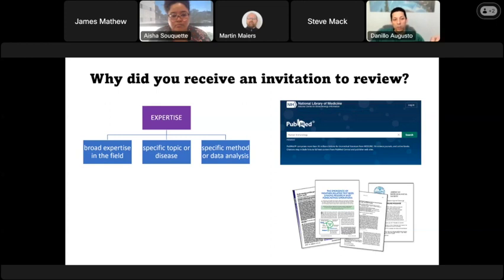But what I want to emphasize here is that you do not necessarily need to have expertise in all aspects of a paper. Sometimes we invite reviewers that are experts in different aspects, for example, different methods or specific diseases, and the reviewers are complementary to each other. So I'm going to give an example.